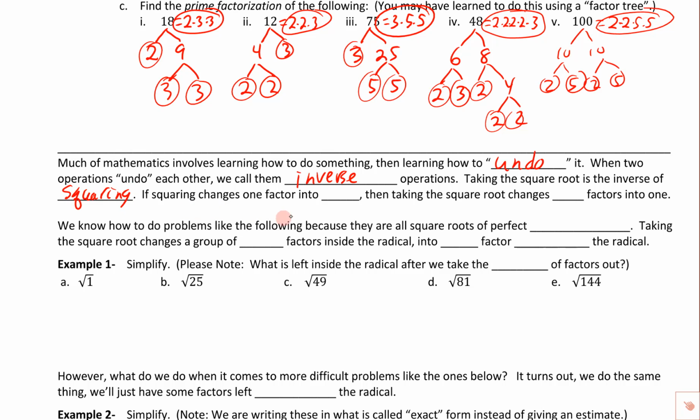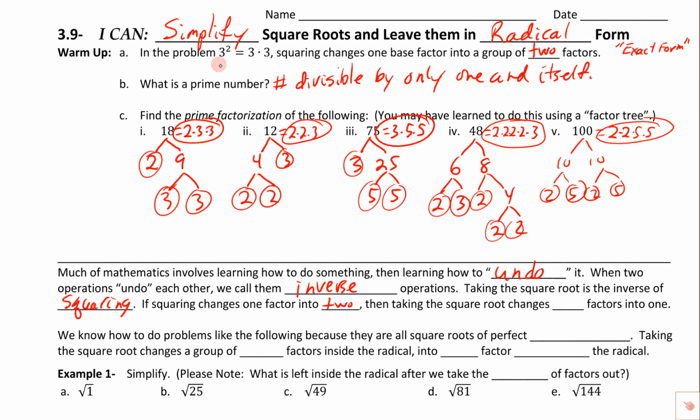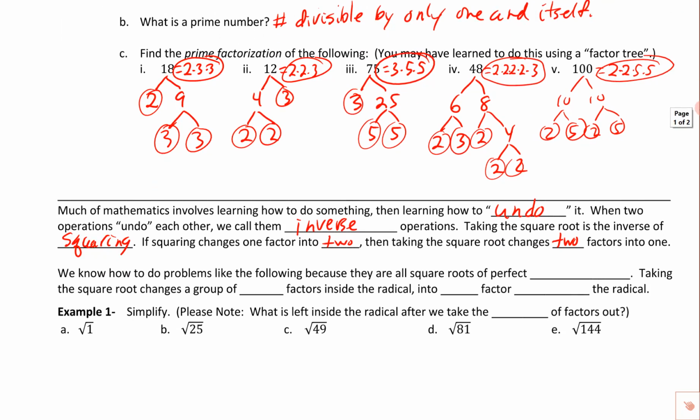So if squaring changes one factor into two factors, like we mentioned up above, like this problem right here, squaring takes that one factor and turns it into two factors, then taking the square root should do the exact opposite. It should take two factors and turn it into one factor. Okay, so hopefully that reasoning makes sense, and then we're going to show you some examples here.